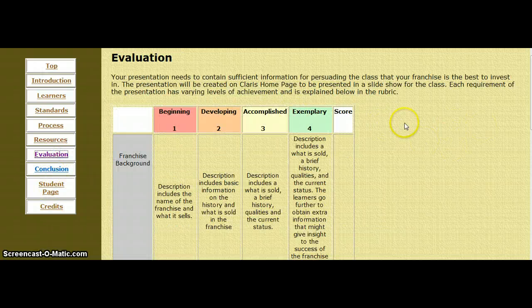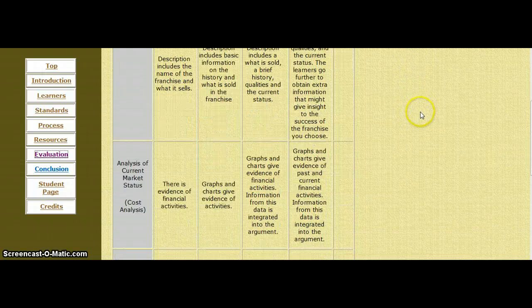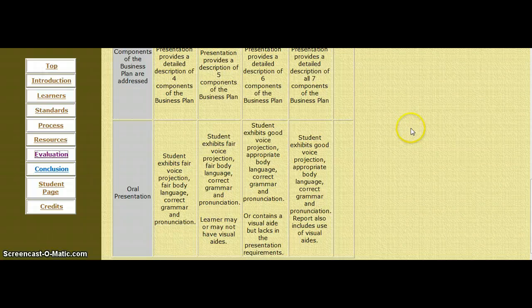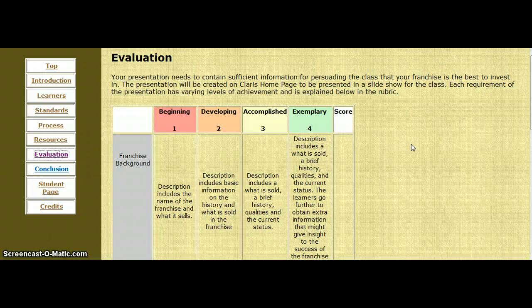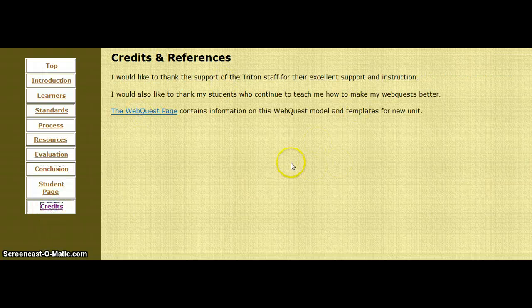Here she clearly explains the expectations and their score. This rubric is very nice, so it helps to give them an idea what they need to do in order to get the highest possible grade that they want to get. And for those groups who are not so motivated, it explains how they could get their grade as well. Here's just tying it all together and another purpose of the Webquest. And then she gives credit to the people that helped her put it together.